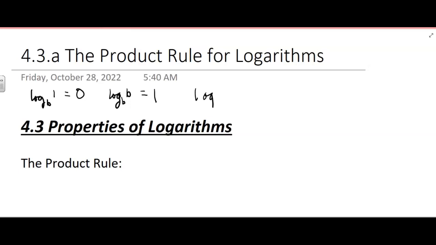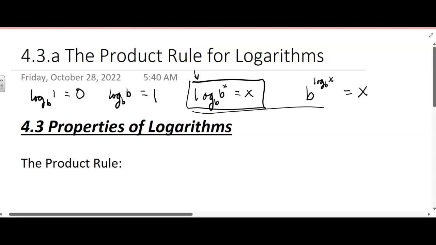Then you have log base b of b to the x, which just equals x. That one we use a lot, so just remember these first 3, okay? But this one especially, I would say, because I think it comes up a lot. And then we have b to the log base b of x, that also equals just x. Remember, these are called the inverse properties. In this section, we're going to cover 4 more properties, and then that's going to be it for how many properties we have.